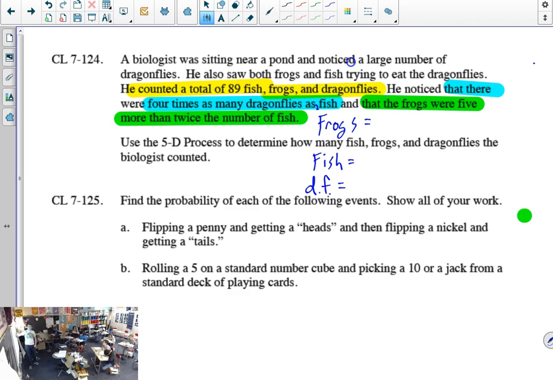Fish is what keeps getting referenced back to. So let's make fish our base variable. That's just the variable. So then dragonflies are 4 times the fish. I don't like when they say 4 times as many, but it's just 4 times. And then frogs were 5 more than twice the fish.